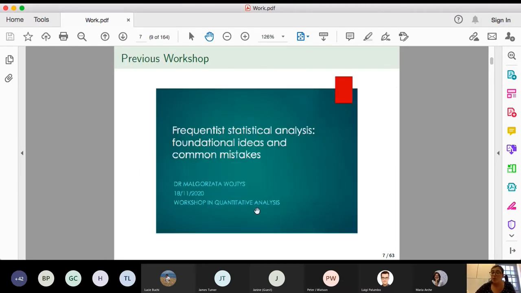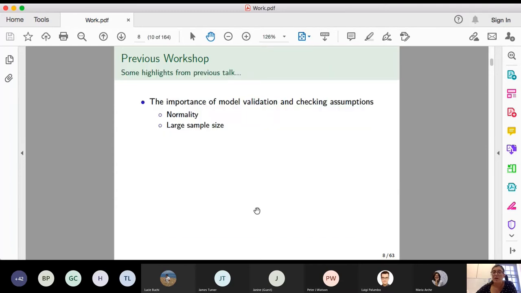So in the first workshop that we have, maybe some of you attended this, this was run by Gosha Voigts. She introduced, or she discussed, some of the most commonly used techniques following the frequentist approach: hypothesis testing, t-test, ANOVA, regression, etc. And she emphasized a lot some misinterpretations and common mistakes in this methodology.